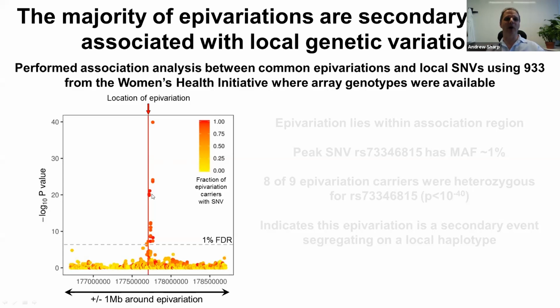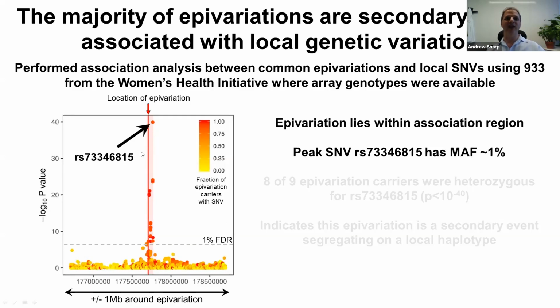And we looked plus or minus 1 megabase around each epivariation, and the plot here I'm showing you is the kind of thing we observed. So this plot is showing plus or minus 500 kb, plus or minus 1 megabase around the epivariation, which is in the middle, indicated by the red line. We have minus log 10 p-value, so this is a Manhattan plot. 1% FDR threshold is shown by the red line. And what you can see is that we have this very strong signal of association that actually overlaps the epivariation.